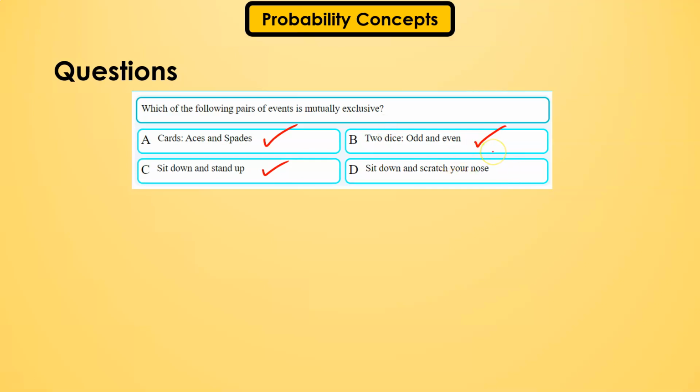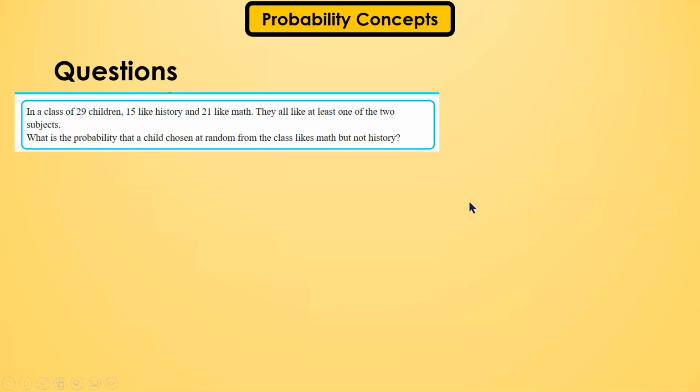Sitting down and scratching your nose, they're not mutually exclusive. You can do both of those at the same time. You can be sat down and scratching your nose. So these are the types of questions you need to be asking yourself when mutual exclusivity comes into it: can you have both happen at the same time?